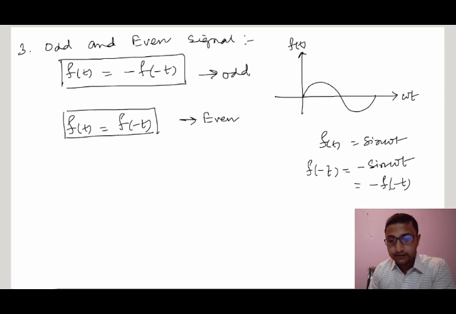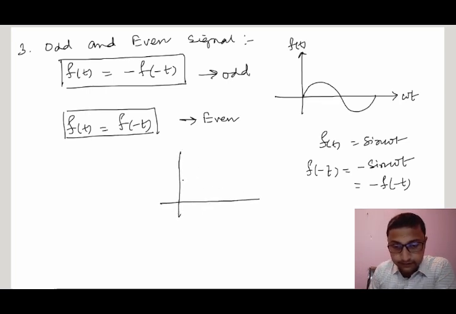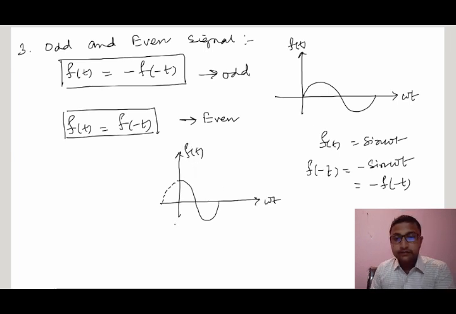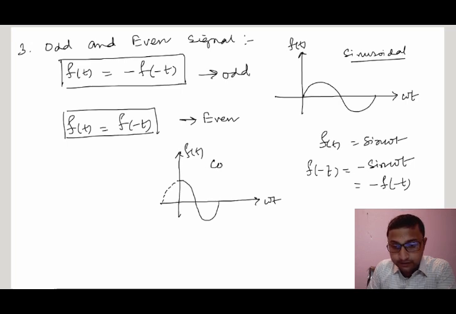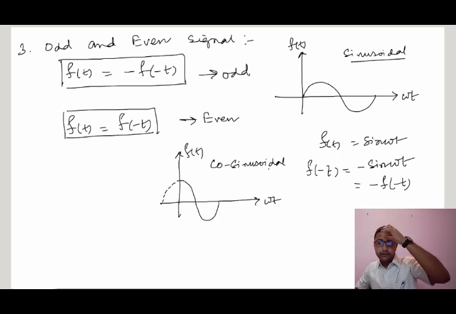from the sinusoidal signal. If I draw the graph, this is the example of the co-sinusoidal signal. This is the omega t and this is your f(t). This is an example. This is the sinusoidal and this is co-sinusoidal, which is 90 degrees lead from the sinusoidal signal, nothing else.